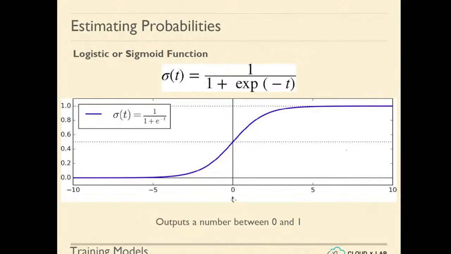And for t equal to 0, you will get 0.5 as the output. If you put t equal to 0, what value do you get? 0.5. So 0.5 is the threshold value. If this output value is greater than 0.5, or the probability is greater than 0.5, it means the positive class. If the output value is less than 0.5, or the probability is less than 0.5, it means the negative class.